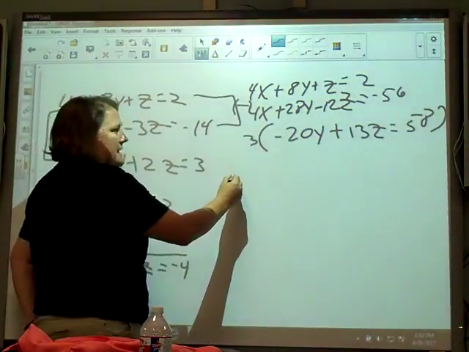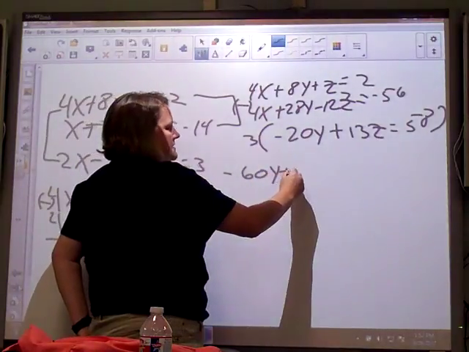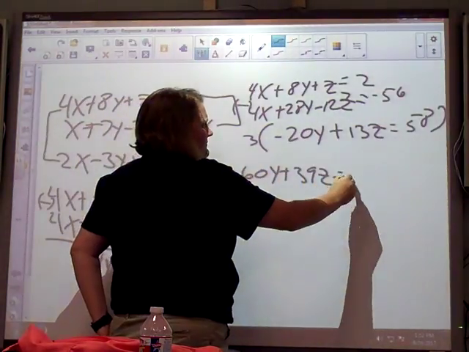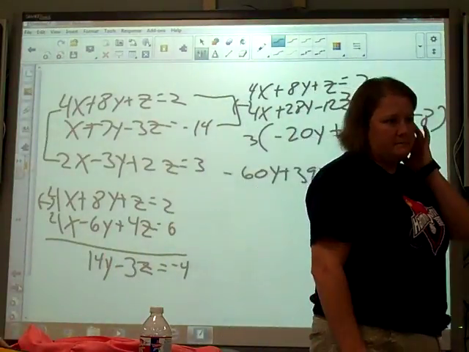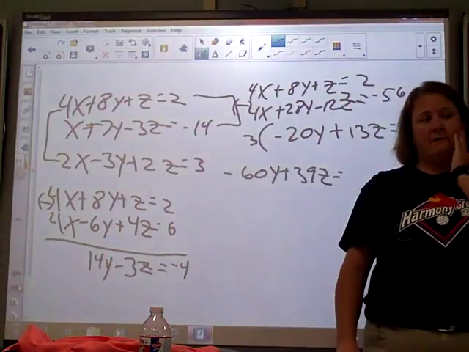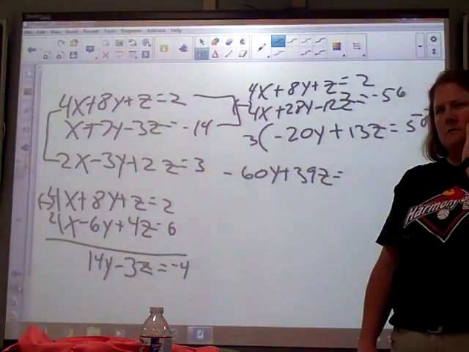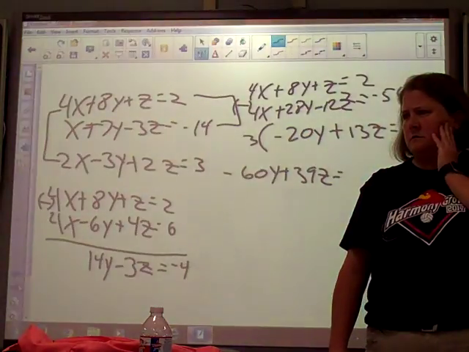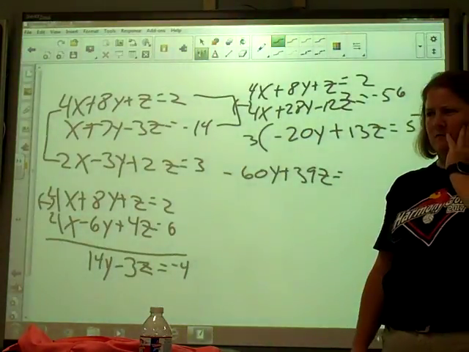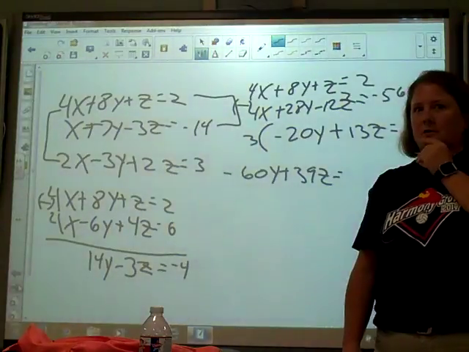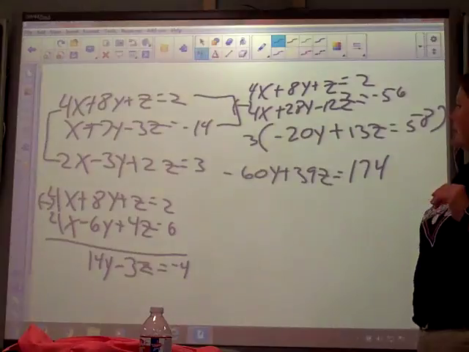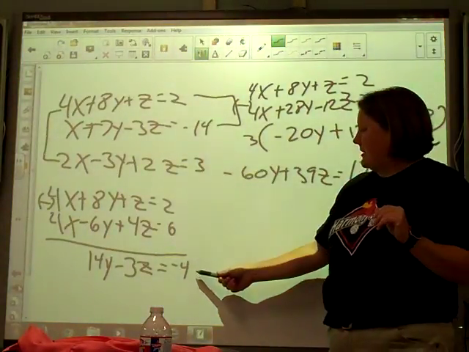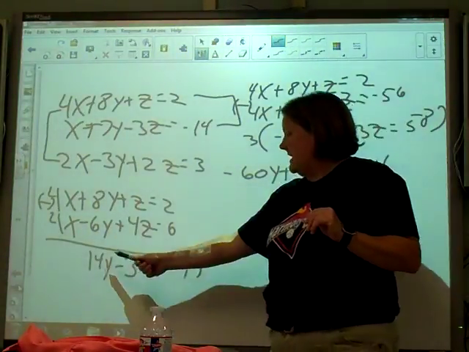So that gets us negative 60y plus 39z. What's 58 times 3? Somebody do that. 174. Yeah. I like that better. All right, we got to multiply this one to make a 39 by 13.